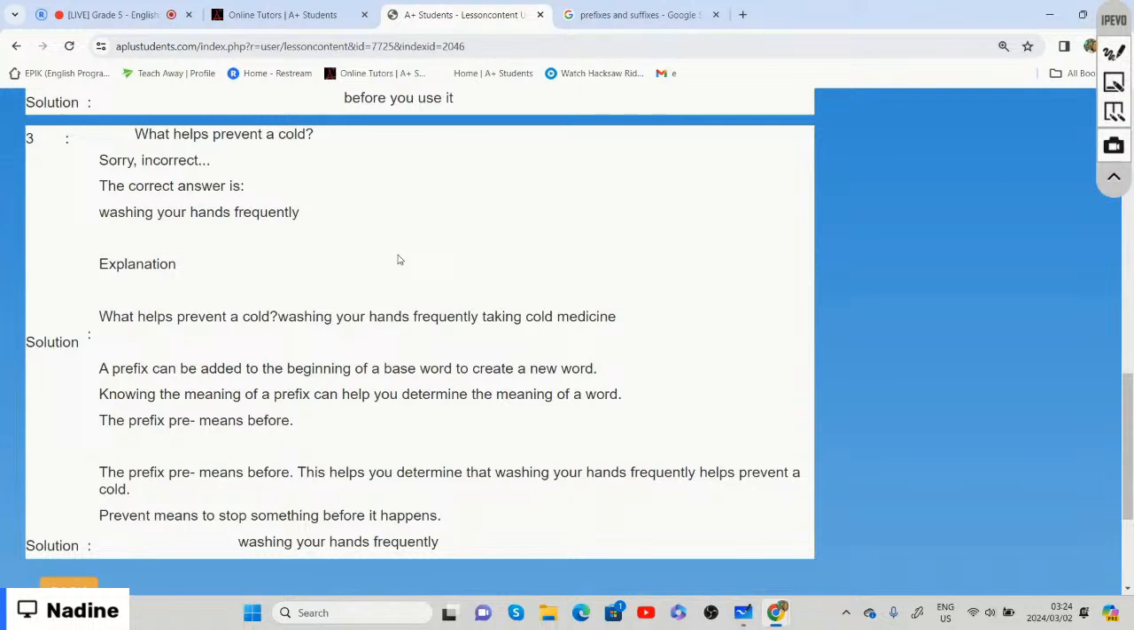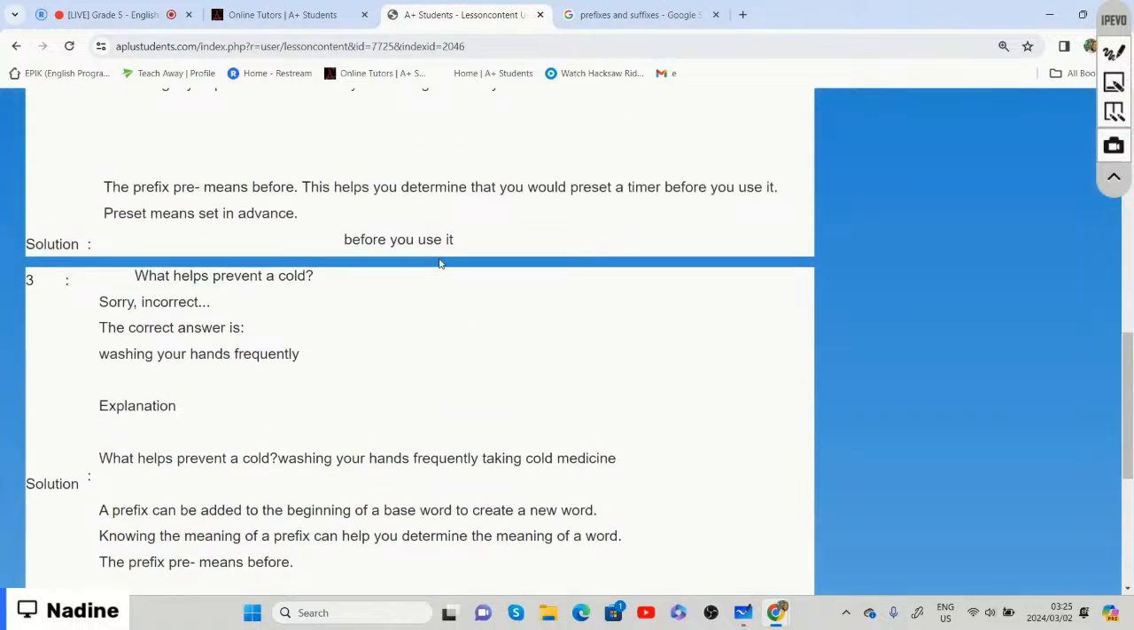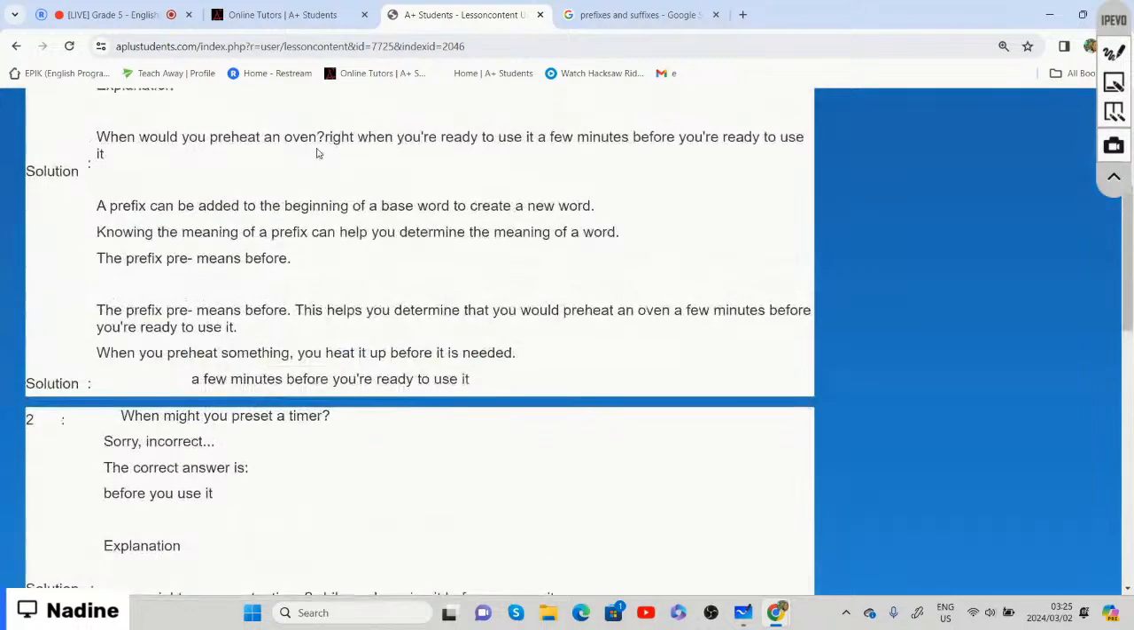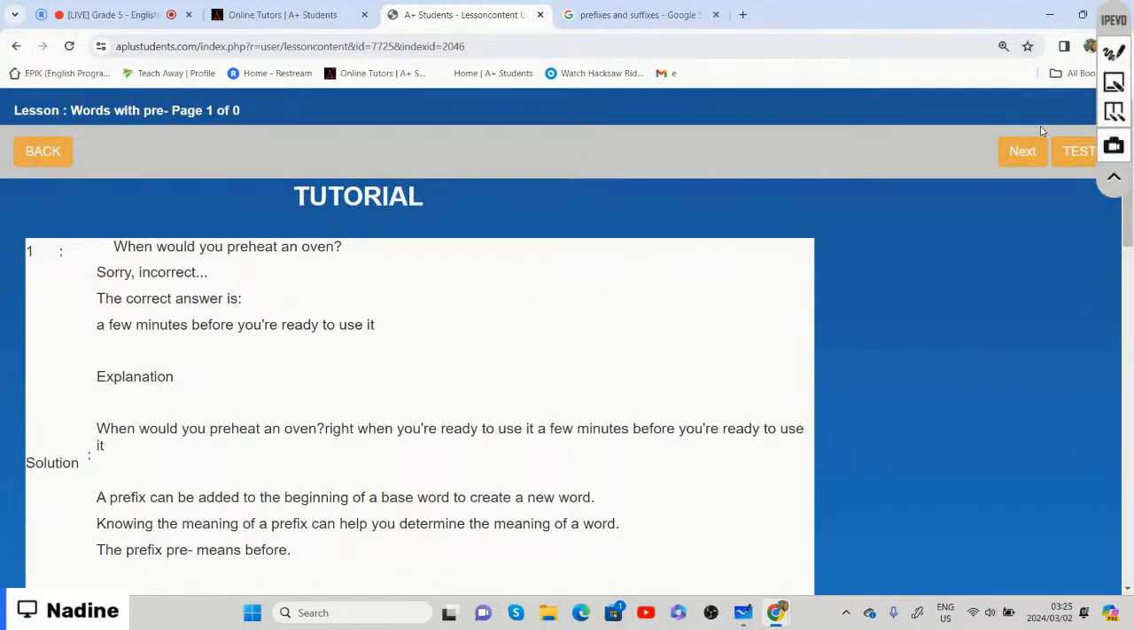And remember, when we go for consultation, when we look at the word prefix, sorry, and then we need to specifically look at the word which means before. So prefix, the word pre means before.